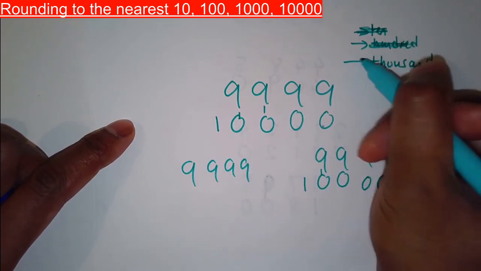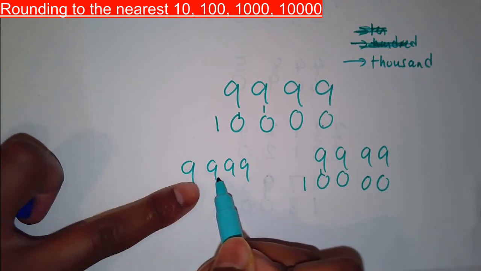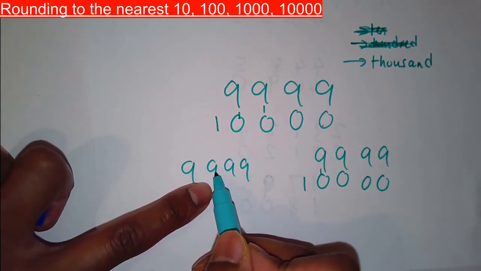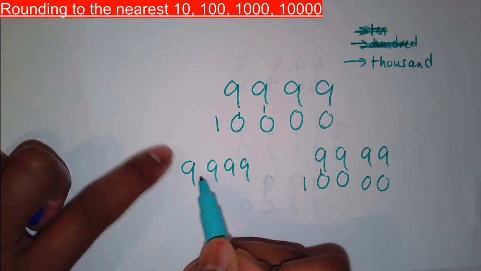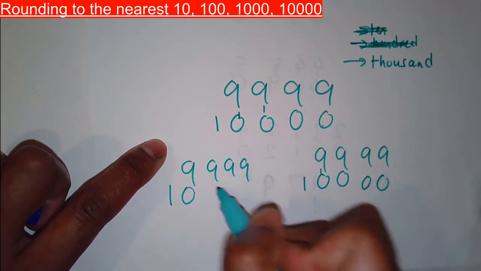This time to nearest 1,000. Here's the thousands, so we look at the hundreds and we ask ourselves the question, is it 5 or more? Yes, it is. So that 9 becomes a 10. Don't forget the zeros.